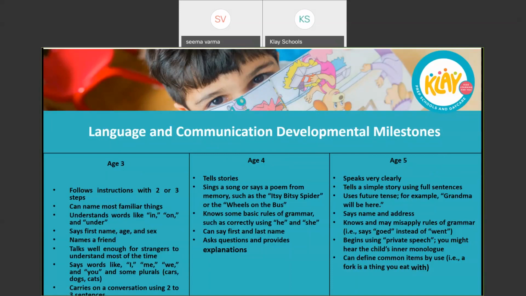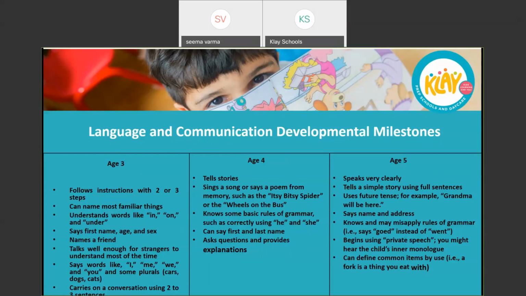Age 5 speaks very clearly, is able to express themselves with confidence, with proper context, and can also comprehend. Tells a simple story using full sentences, uses tenses, especially future tense, for example, grandma will be there, says name and address, knows and may misapply rules of grammar, like saying goed instead of went, and begins using private speech, like you might hear the child's inner monologue. The child is able to define common items by use, that is, a fork is a thing that you eat with.